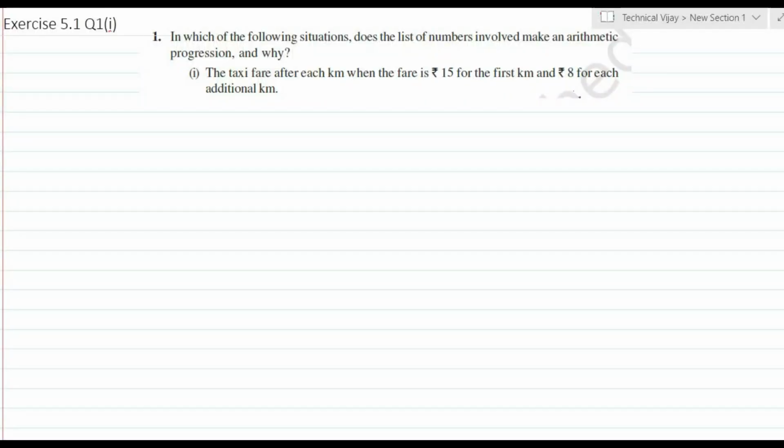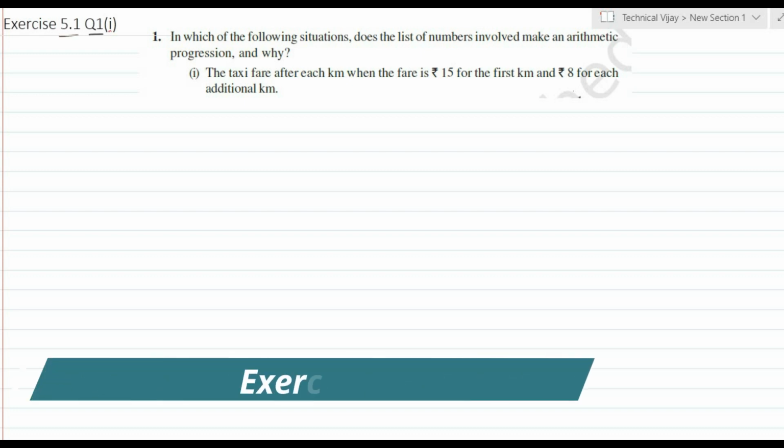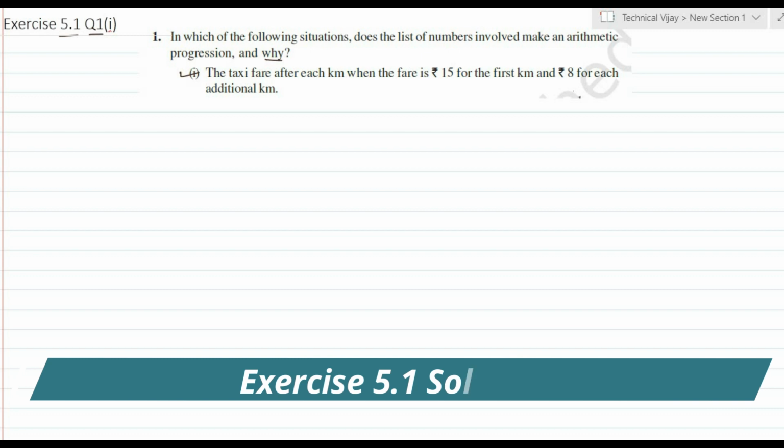Welcome students. Today we will see exercise 5.1, question number 1, that first portion. This is chapter 5, arithmetic progressions. An arithmetic progression is a series of numbers separated by commas, and each number in that series is obtained by adding a fixed number to the preceding term, except the first term. That is called an arithmetic progression.